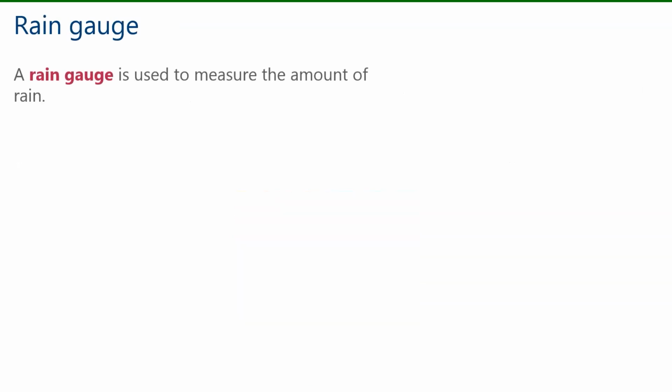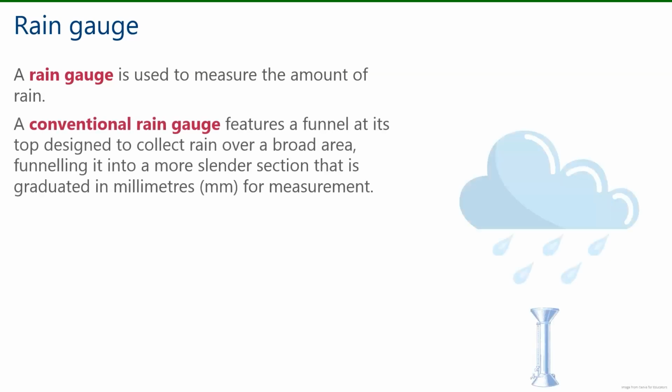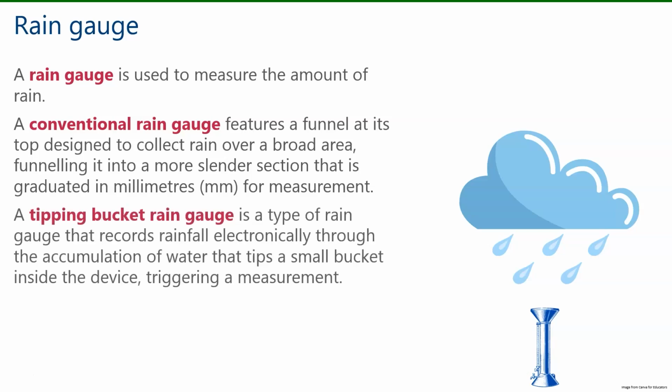A rain gauge is used to measure the amount of rain. A conventional rain gauge features a funnel at its top designed to collect rain over a broad area, funneling it into a more slender section that is graduated in millimeters, symbol lowercase m lowercase m, for measurement. A tipping bucket rain gauge is a type of rain gauge that records rainfall electronically through the accumulation of water that tips a small bucket inside the device, triggering a measurement.